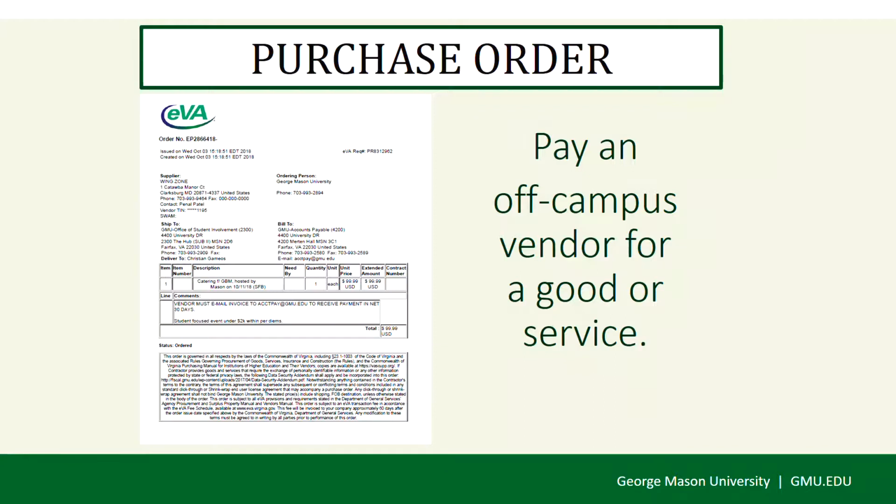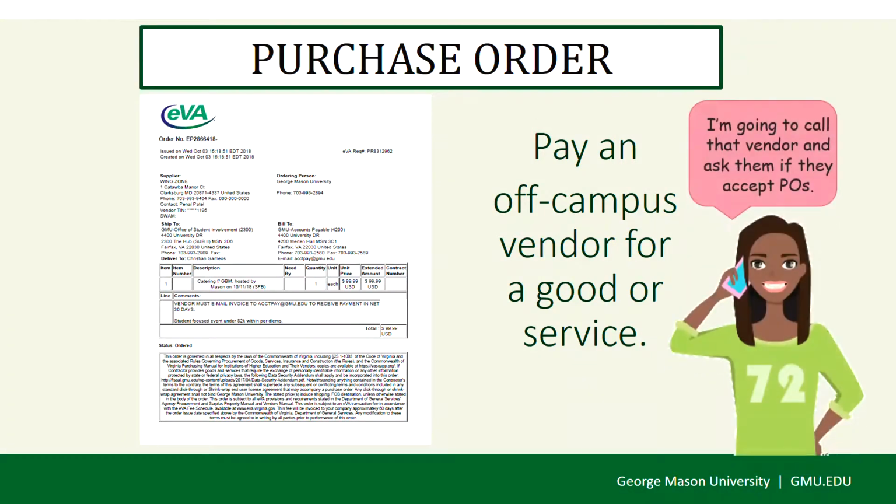The second spending method available to your RSO is a purchase order, or PO. Some local vendors will accept a Mason purchase order in lieu of a cash or credit card payment at the point of sale, thus saving you from having to pay out of pocket for an expense.